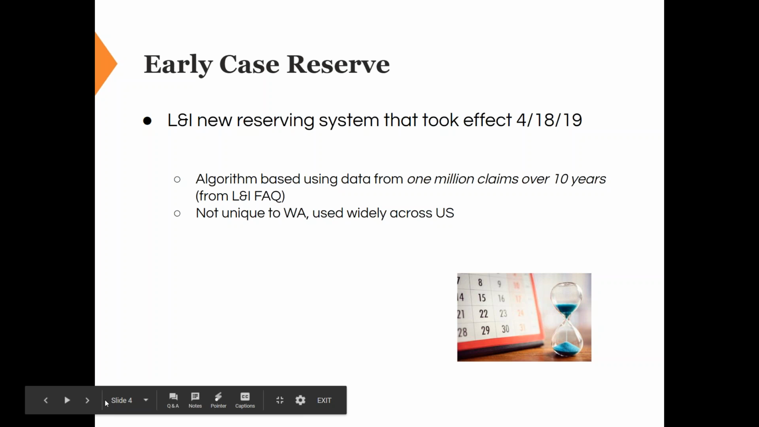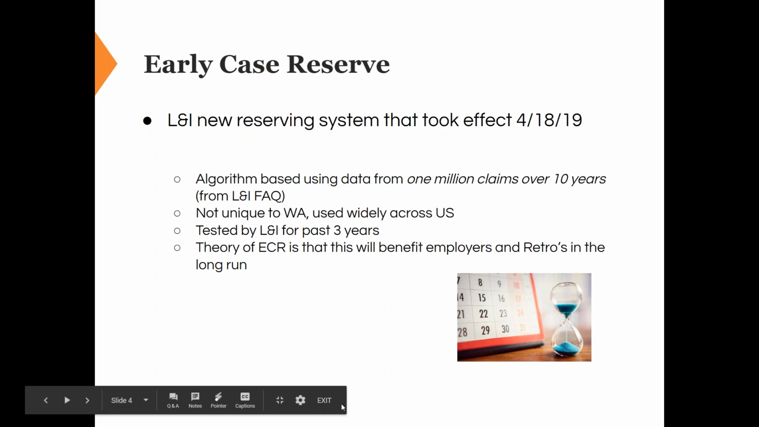It's used widely across the United States and Canada. So there is a lot of this algorithm-based reserving that is now becoming the standard model for industrial insurance. It was tested by L&I here in Washington for 3 years. So they made it very public that eventually they were going to roll this out. We just didn't think it would happen in 3 days, but okay. So the theory of ECR is that this will benefit employers and retros in the long run. So that's the theory.